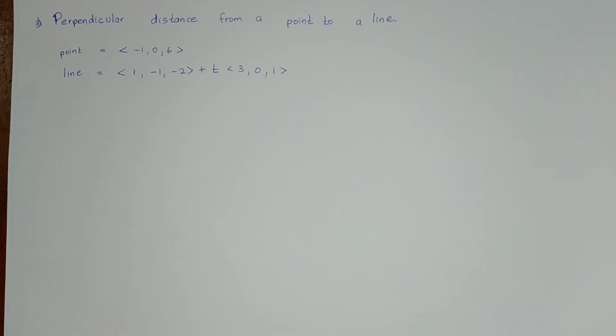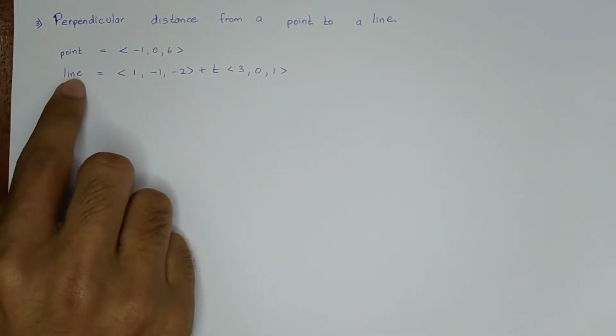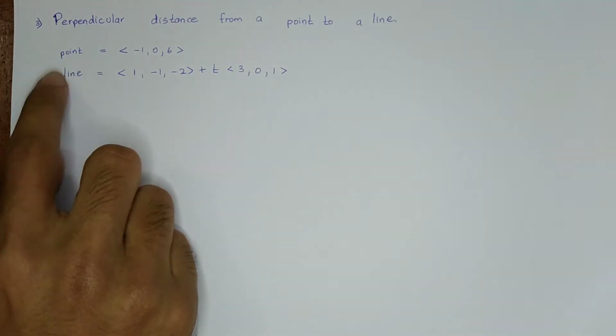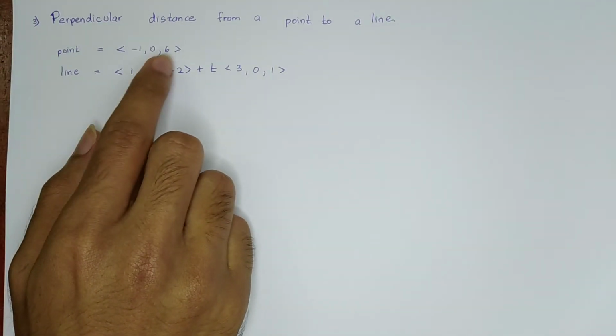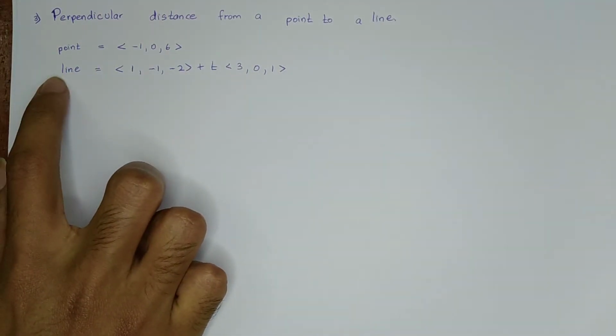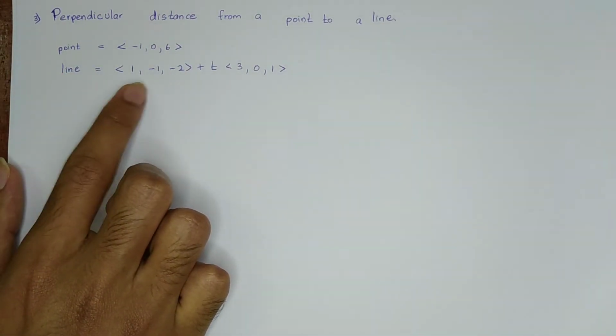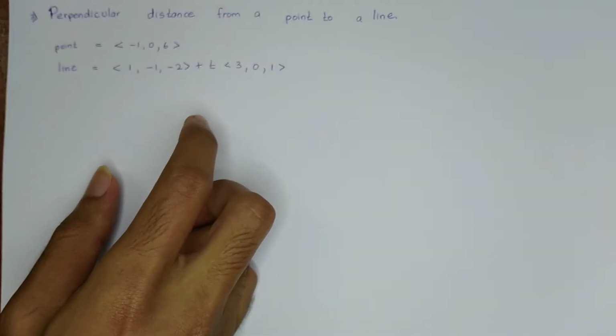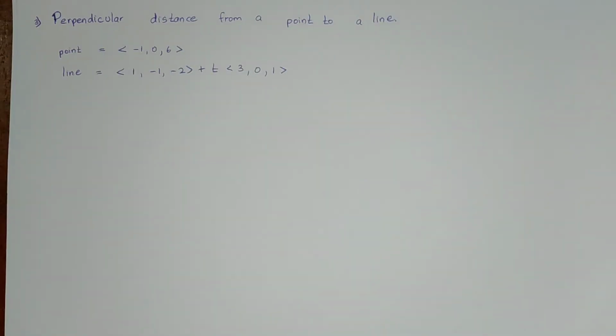Okay, let's start with this question. The question is, they have given a point, the vector point, which is -1, 0, 6, and they have also given a vector equation for a line. So this is denoted over here. We need to find the perpendicular distance from the point to the line.